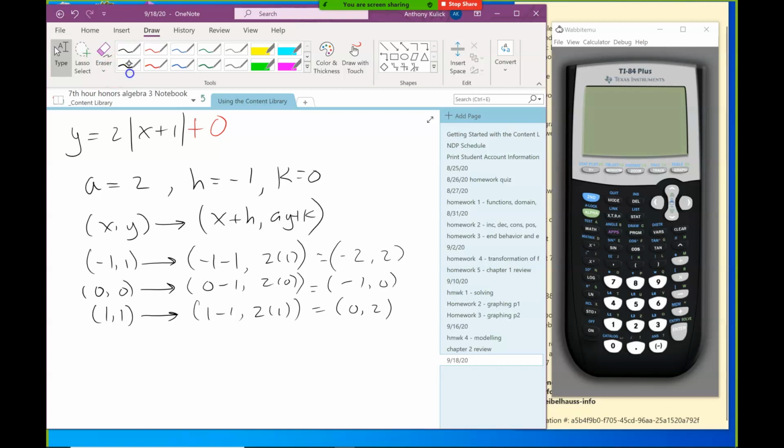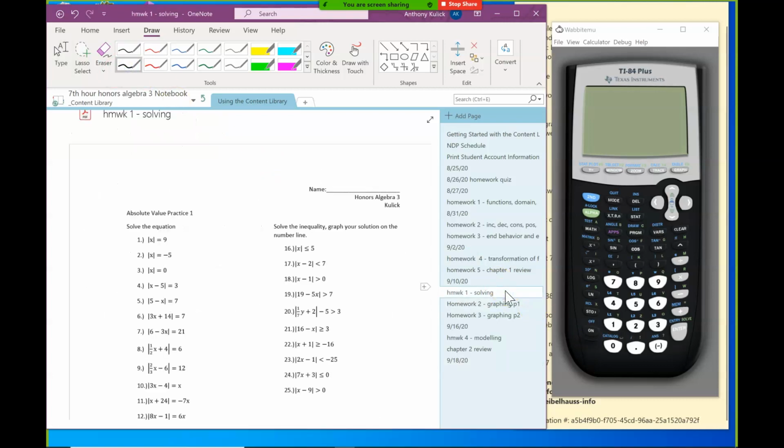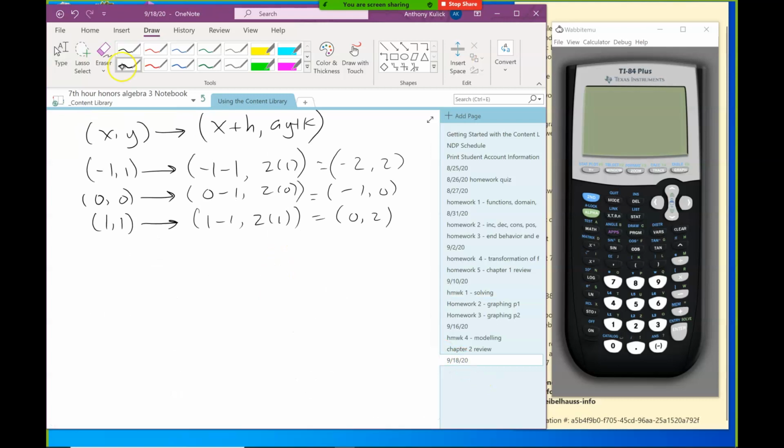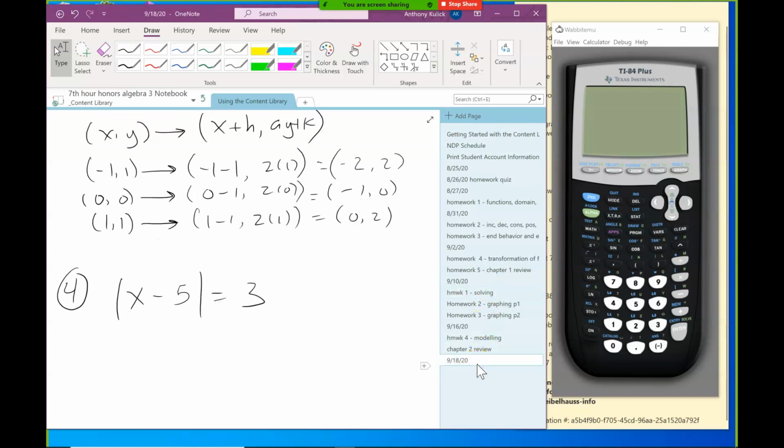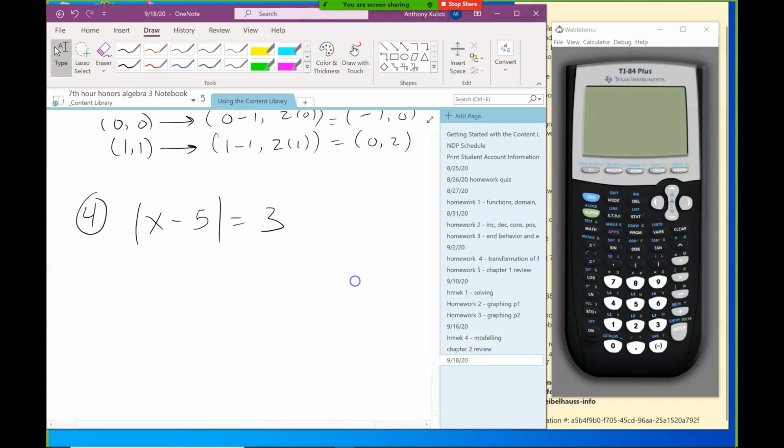Can you do number 4 on homework 1? I just need like a visual of the story and I'm still kind of confused. Sure. |x - 5| = 3. Let me double check, because I don't trust myself to write anything down right. There we go. Okay, so you're right.